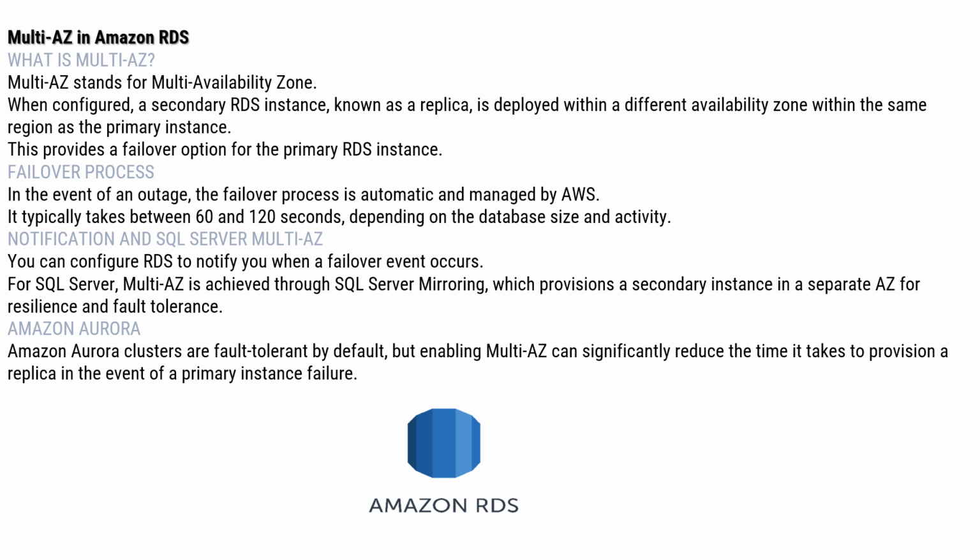Now let's dive into the world of Multi-AZ in Amazon RDS. It's a feature designed to ensure resiliency and business continuity for your RDS instance. Multi-AZ stands for Multi-Availability Zone. When configured, a secondary RDS instance known as a replica is deployed within a different availability zone within the same region as the primary instance. This provides a failover option for the primary RDS instance.